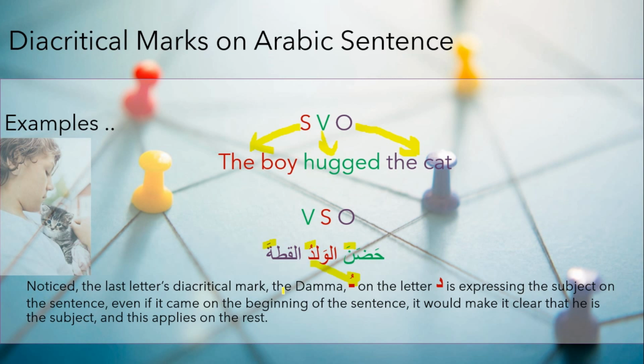So, حضن الولد القطة. Notice the last letter of الولد, the diacritical mark, ضمة. This expresses the subject in the sentence. See here why we are using the diacritical marks? It expresses the subject. Who is the subject? Once you see the dhamma in any of the words in a sentence, then this is the subject.